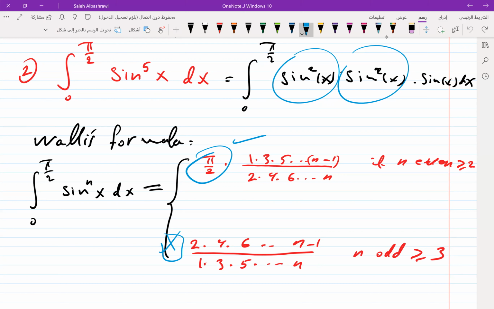Also, the limits must be between 0 and pi over 2. This formula is just applied if the limits are from 0 to pi over 2, or can be converted to these limits, 0 to pi over 2, if we have an angle other than x.